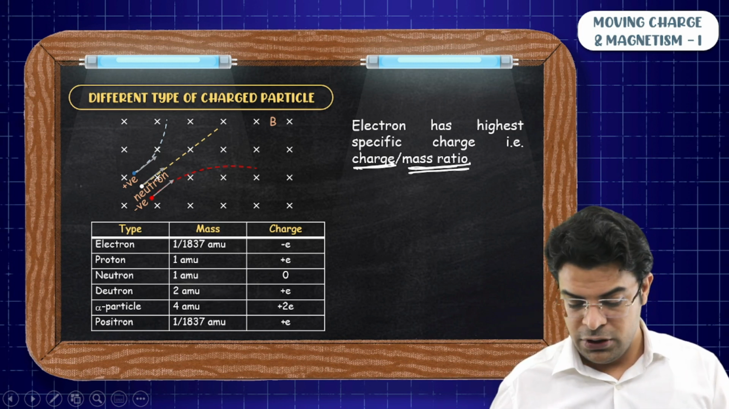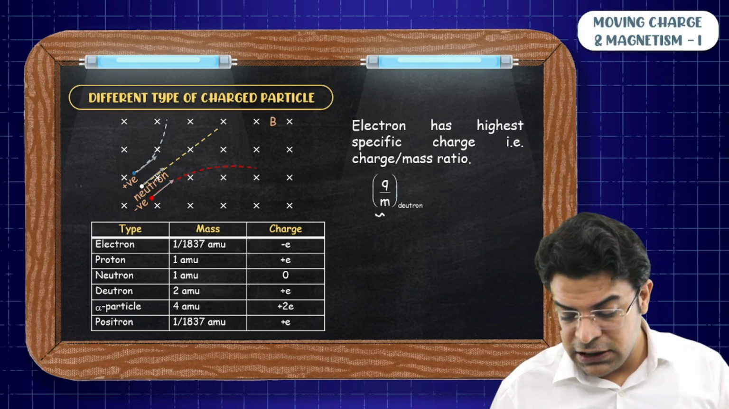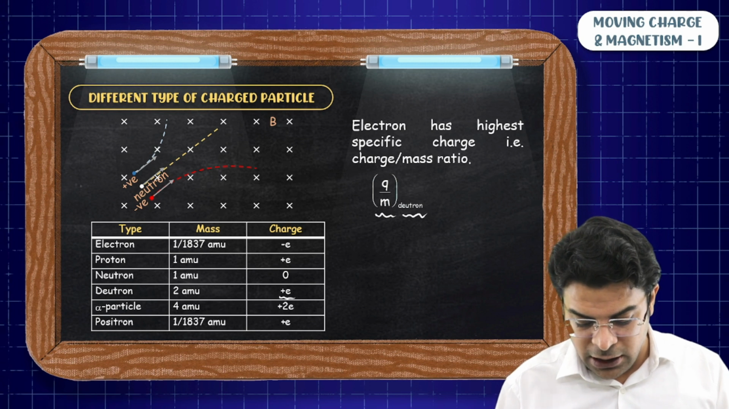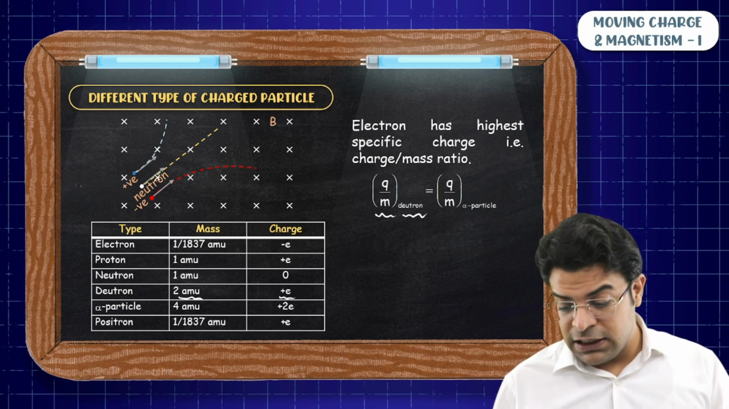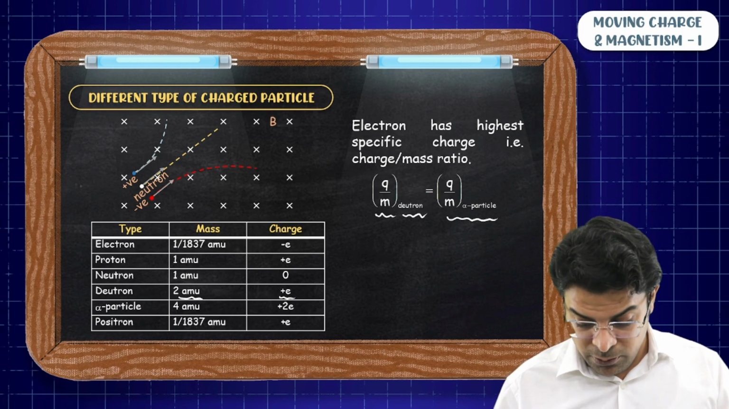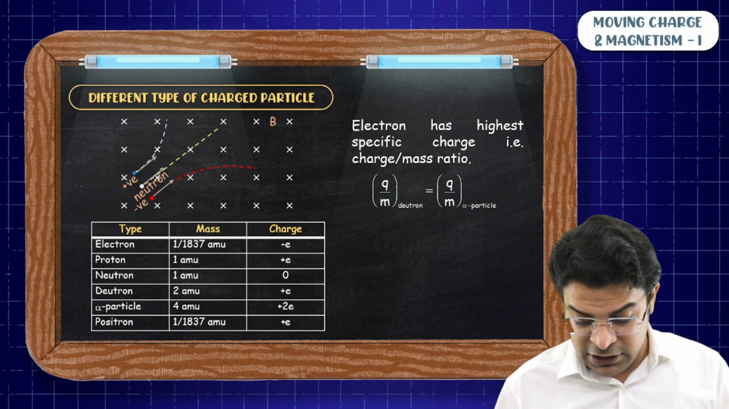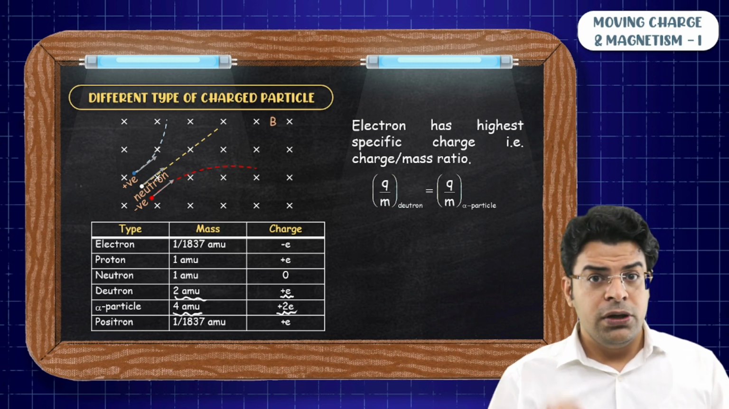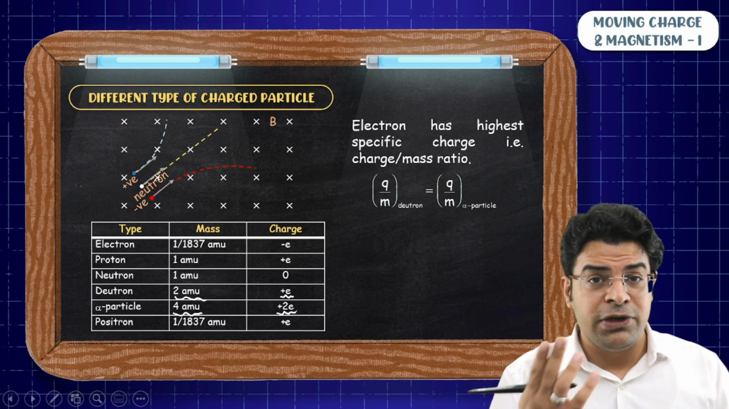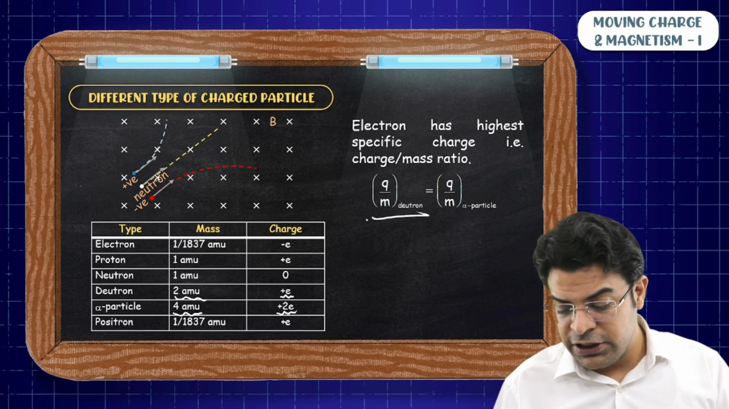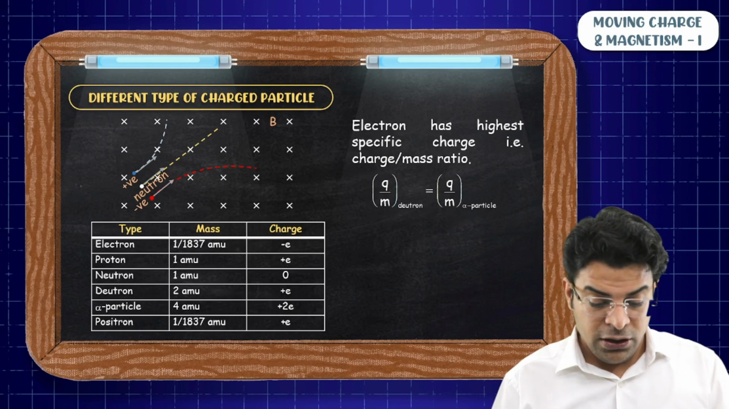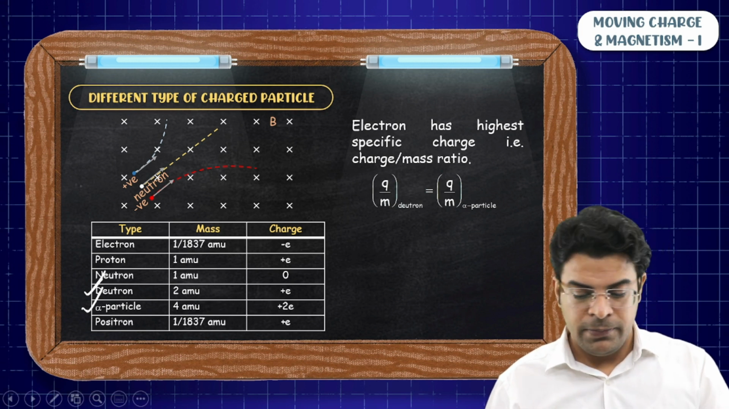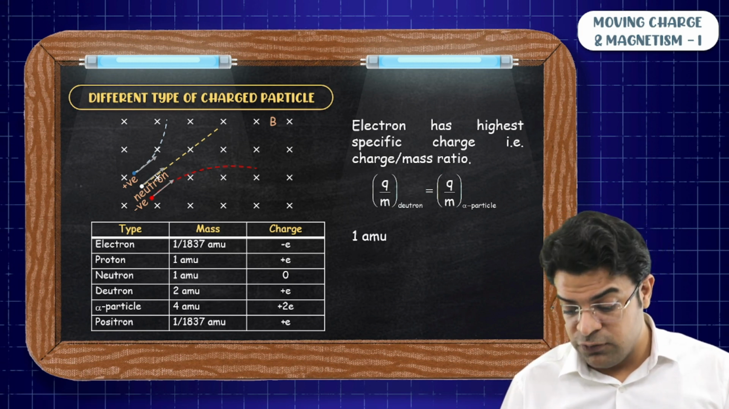Do understand that the charge to mass ratio of deuteron, you will write plus E upon 2 mu, is same as the charge to mass ratio of alpha particle, plus 2E upon 4 mu. So here you will write plus E upon 2 mu, here you will write plus 2E upon 4 mu, and plus 2E upon 4 mu is as good as plus E upon 2 mu. So the charge to mass ratio of deuteron and alpha particle is same. Keep this in mind.